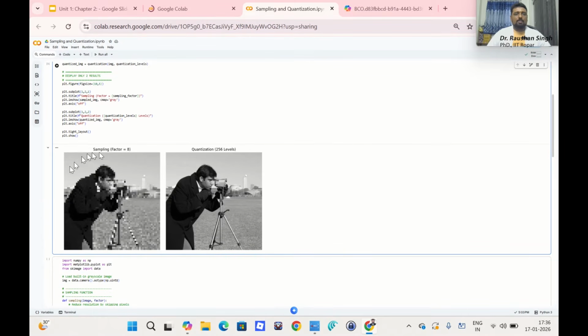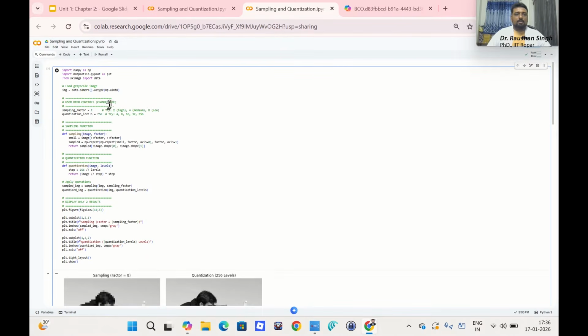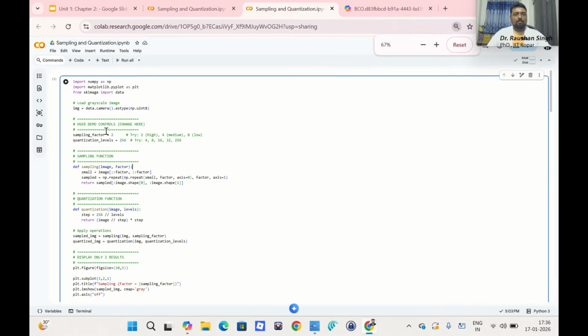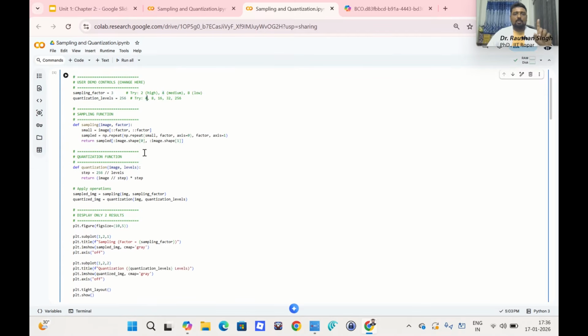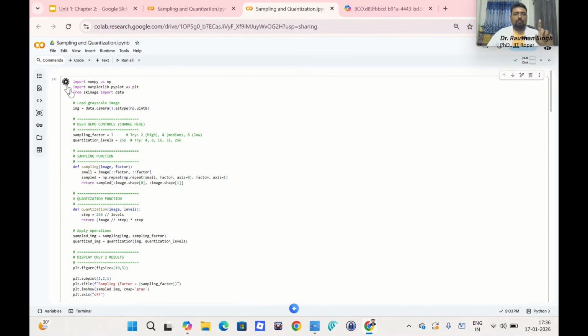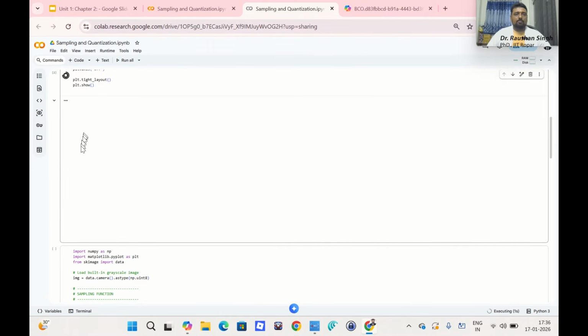So you can see this is the image you are seeing. This is sampling factor 8. So let's decrease the sampling factor. Let me give it this time, instead of 8 we'll be giving 3. Okay, so one pixel it will take and 3 it will leave. So you can see what effect it gives to the image.